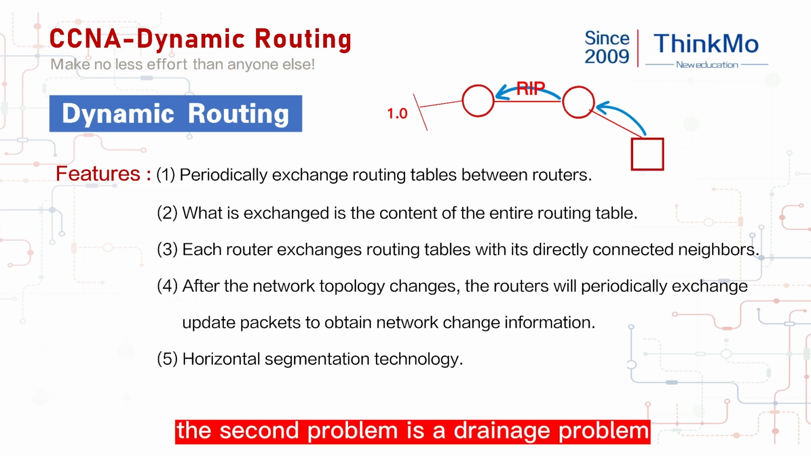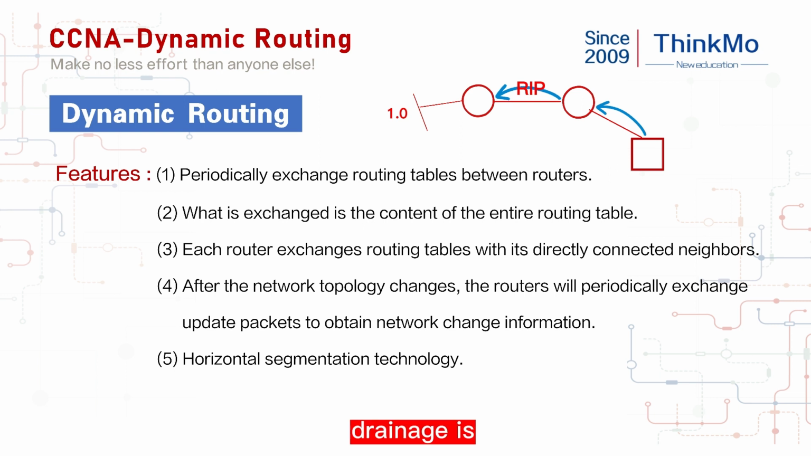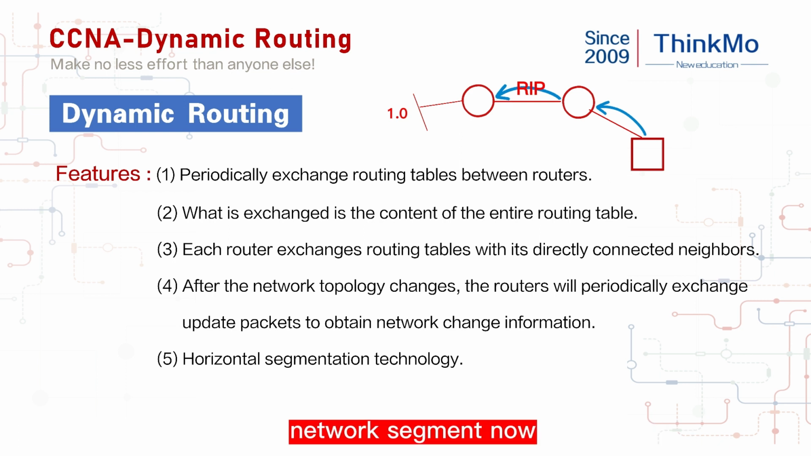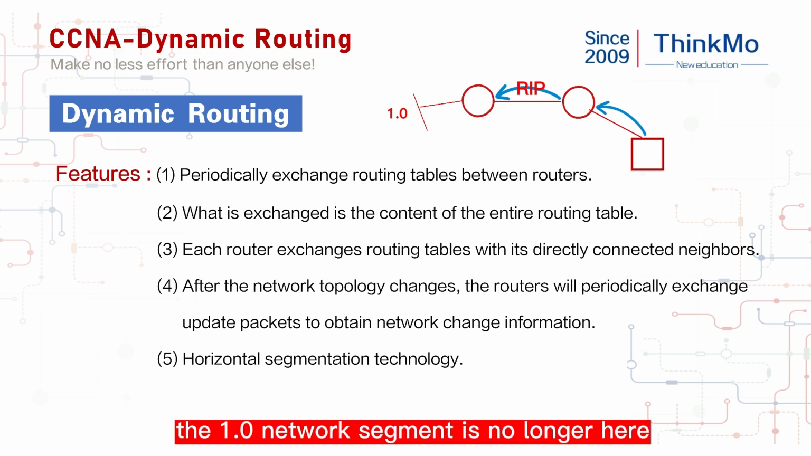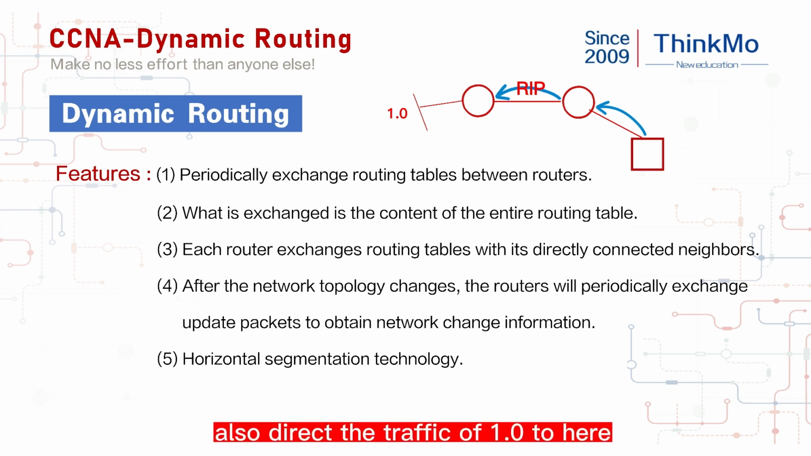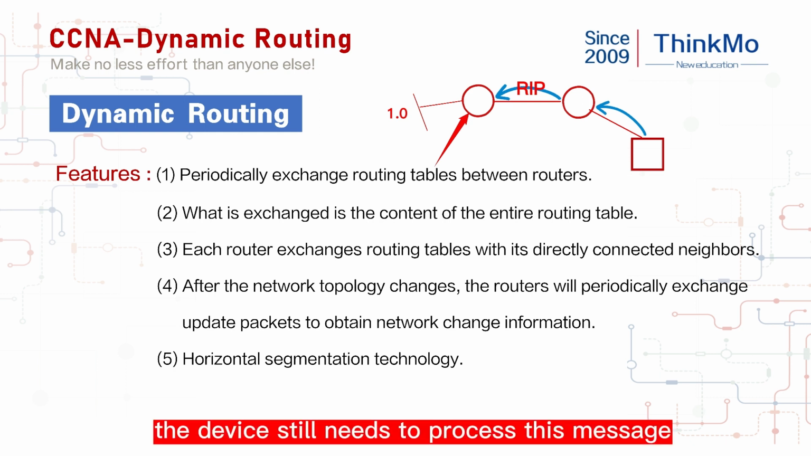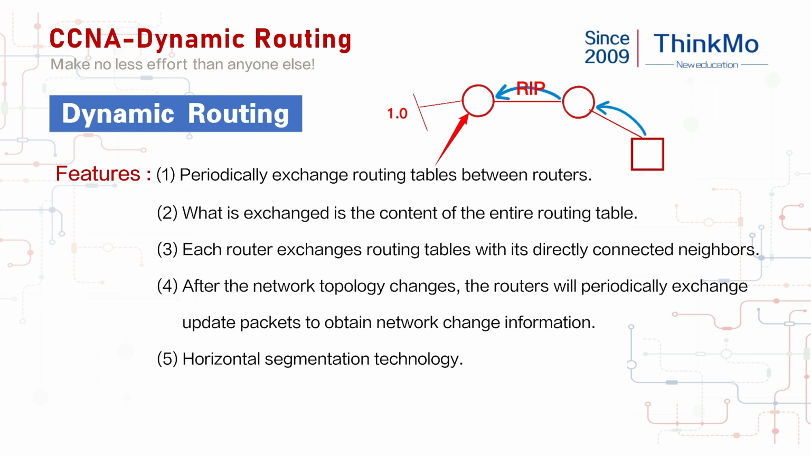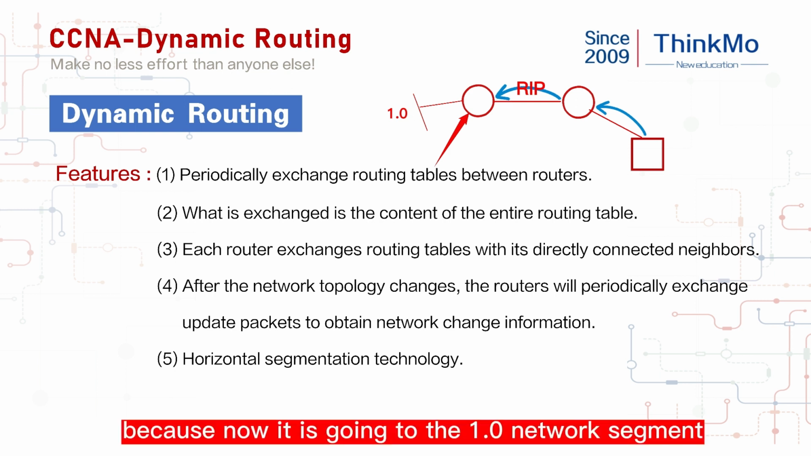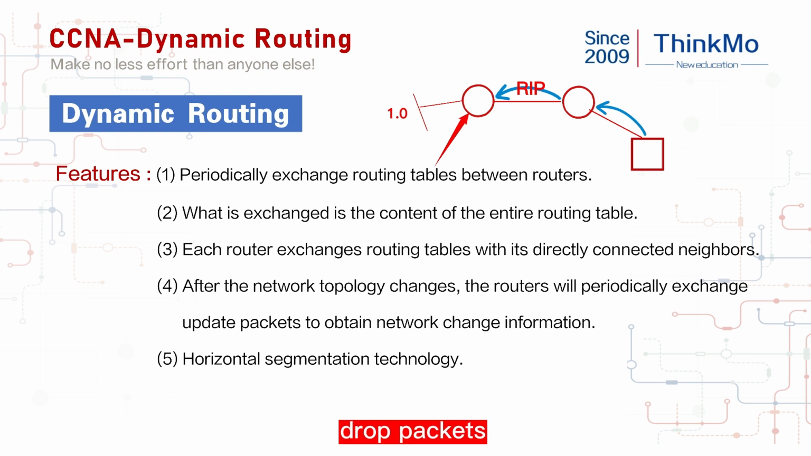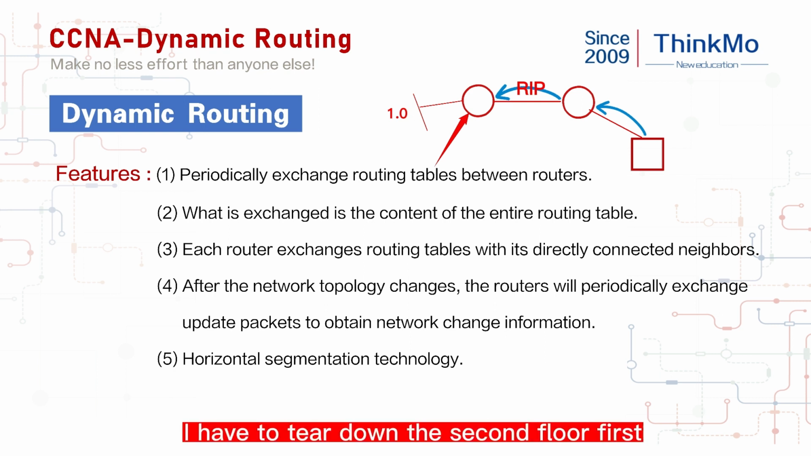The second problem is a drainage problem. Drainage is, obviously, the device on the left does not have this network segment now. The 1.0 network segment is no longer here, but it also directs the traffic of 1.0 to here. For this device, it drives a lot of traffic. The device still needs to process this message, because now it is going to the 1.0 network segment. Although the device will not process it, it looks up the table and cannot forward. Drop packets. I have to tear down the second floor first.